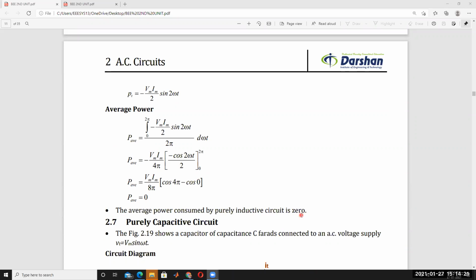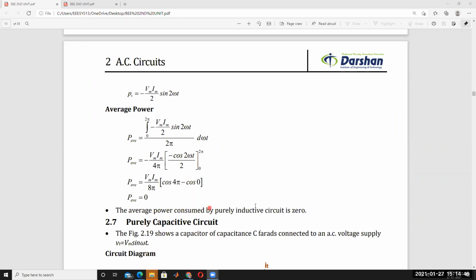Okay. Power is equal to I square into X. You know well. Average power is equal to Vi cos phi. Phi is the angle between voltage and current. What is the angle between voltage and current here? 90 degrees. That's why cos 90 is 0. Power is equal to 0.